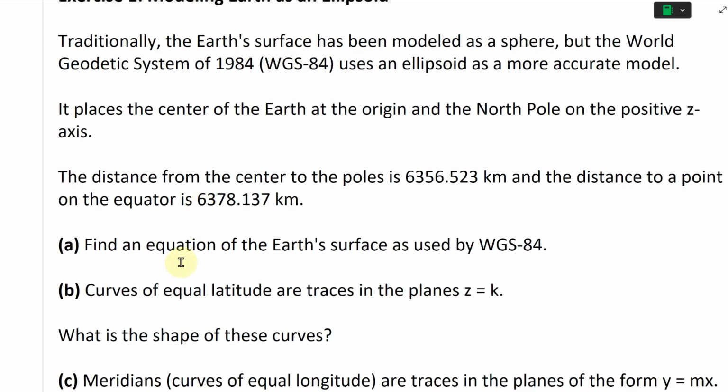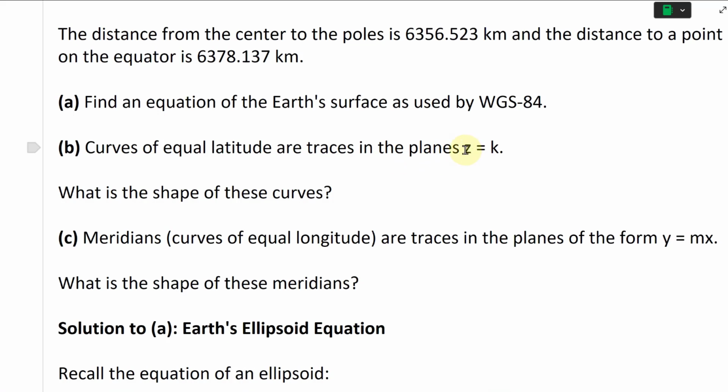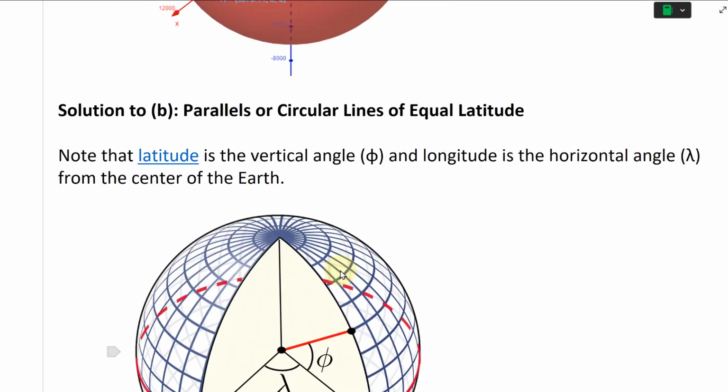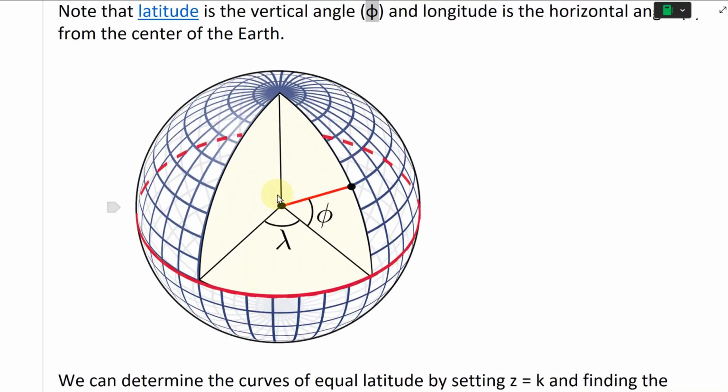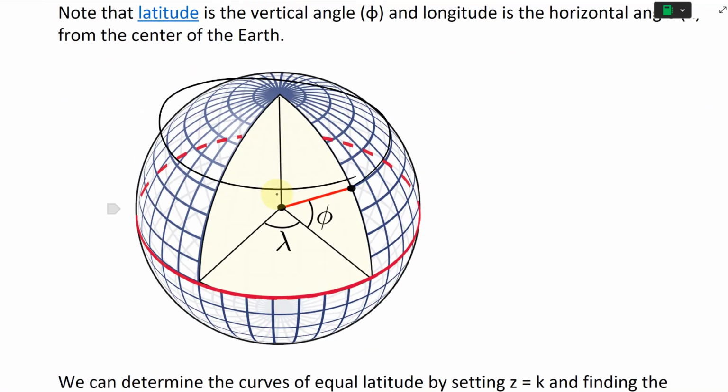Part B asked, curves of equal latitude are traces in the planes z equals k, and that's the horizontal. What is the shape of these curves? Well, if we cut at equal latitude, at z equals k, we're going to get circles, actually. So parallels, or circular lines of equal latitude, are the solution to part B. Note that latitude is the vertical angle, we'll call this phi, and longitude is the horizontal angle, this is lambda, from the center of the Earth. So if it's equal latitude, it's going to be a giant circle like that.